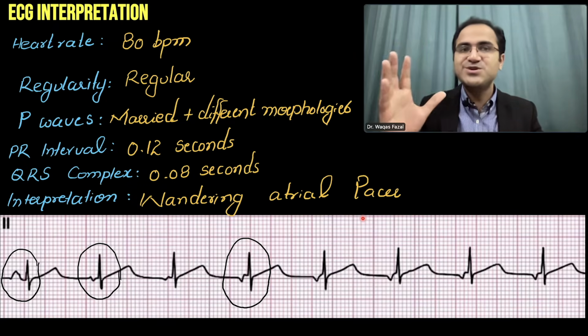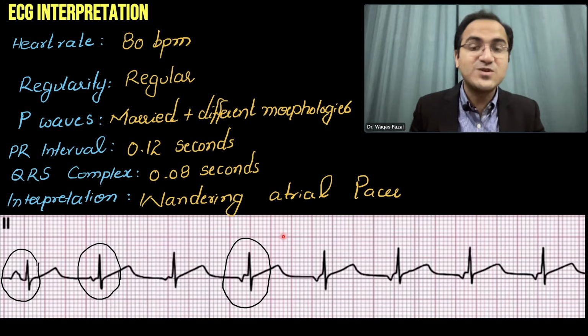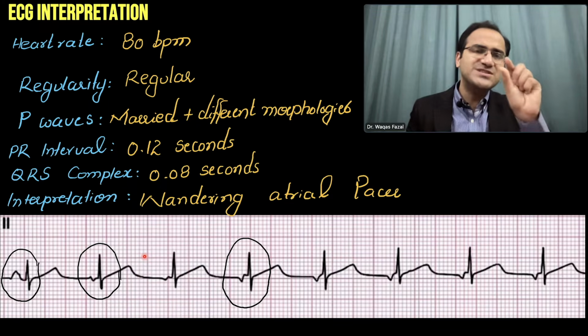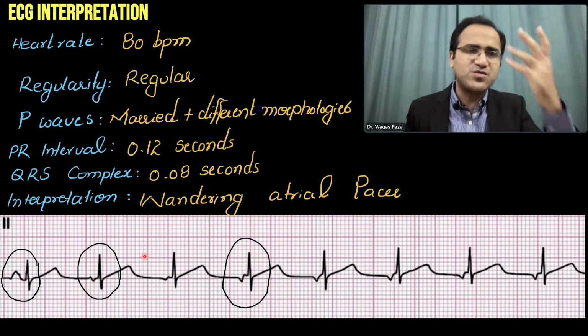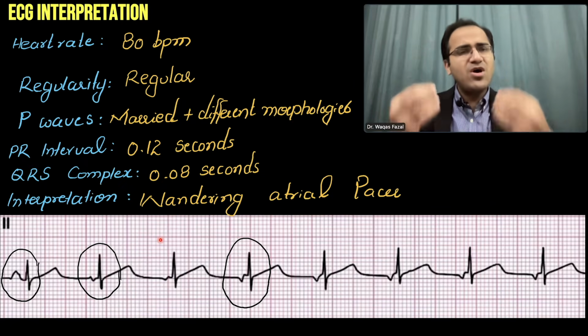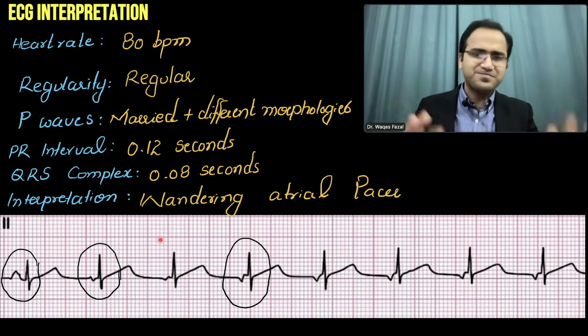Now in my previous video on premature atrial complexes, what was happening was that there were 3 normal sinus beats and within those sinus beats sometimes you would see a premature atrial contraction from an ectopic foci. But in wandering atrial pacers, you will see that all the P waves are abnormal.